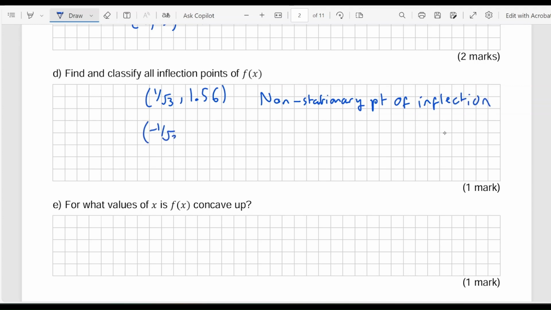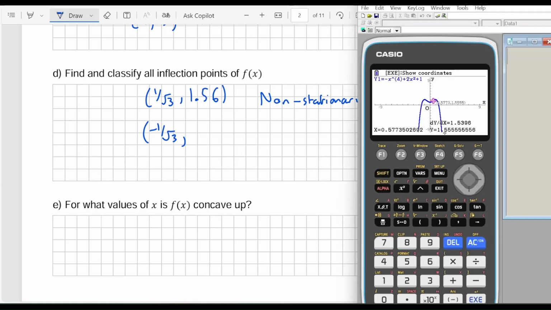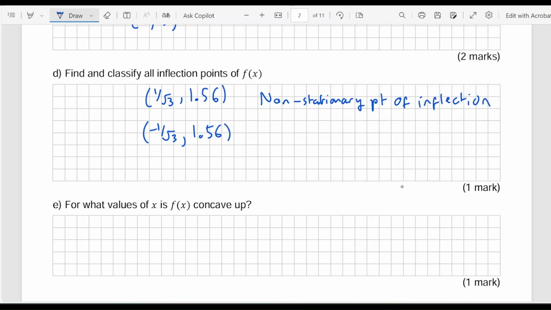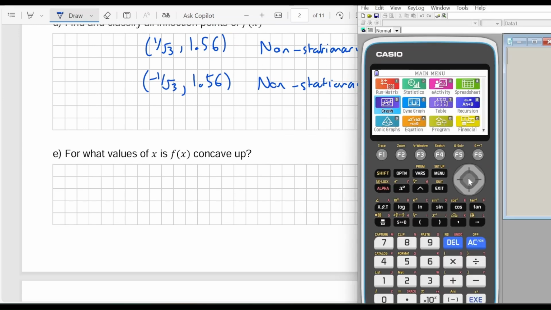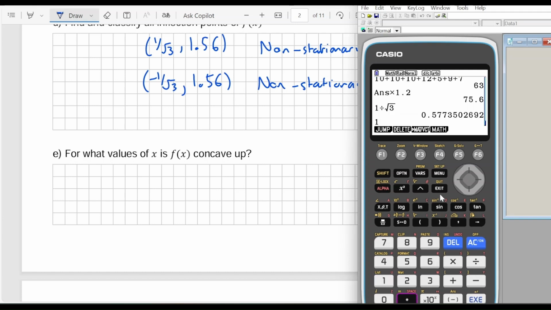And minus 1 over root 3. And I think that should have the same y coordinate, but let's just check. Shift trace. And I'm going to type in minus 1 over root 3. Yeah, same thing. 1.56, and this is also a non-stationary point of inflection. You could get fractions for that as well. The 1.5s, you could just hit S to D after typing in a bunch. So if you did want the exact versions, not that I'm asking for it, just do that for a little while and then hit S to D and it should give you 14 over 9.